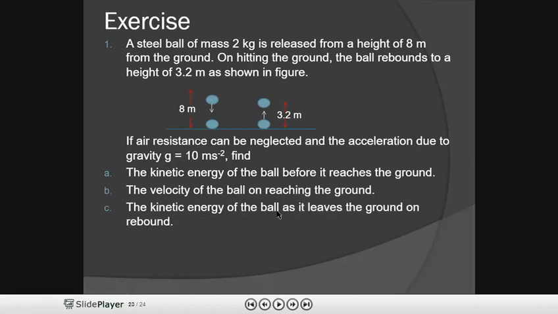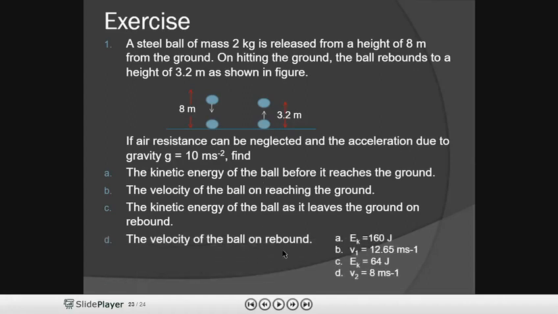Then the kinetic energy of the ball as it leaves the ground on rebound. How much kinetic energy will it have here? When it rebounds, its kinetic energy will be equal to the potential energy gained at a height of 3.2 meters. So again, calculate the potential energy using a height of 3.2 meters. This will be its kinetic energy on rebounding. Then the velocity of the ball on rebound: again apply the kinetic energy formula and find the value of v from it. The answers will be there.